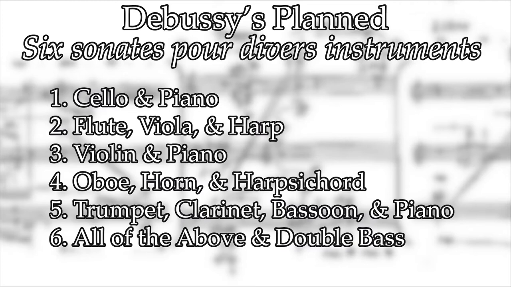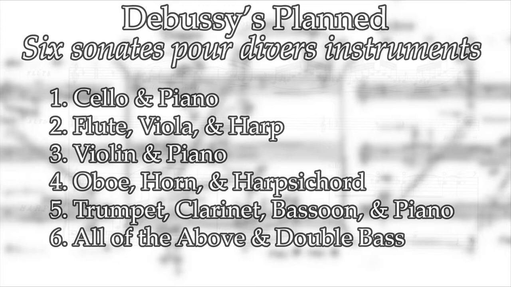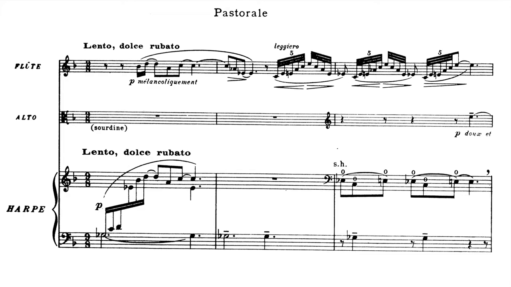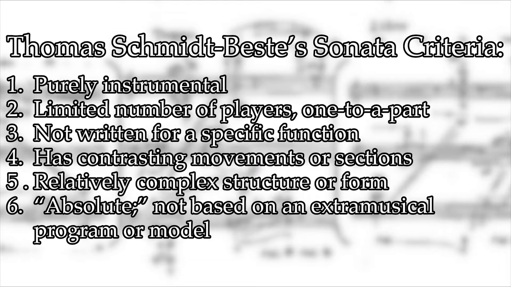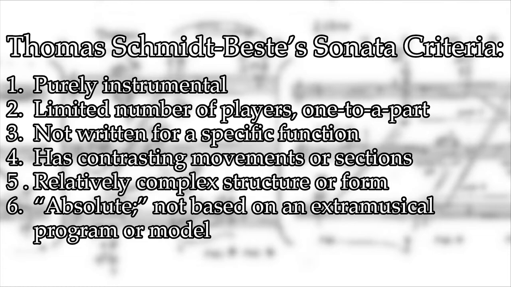Debussy only completed three sonatas of this planned six, with the most influential a sonata for flute, viola, and harp, which spawned a repertoire for that theretofore unheard of ensemble. The sonata thus expanded to include more than two instruments. Remember that original checklist of sonata characteristics from the very beginning of this video? One of the most significant works of the 20th century breaks the sixth of Schmidt-Beste's criteria.